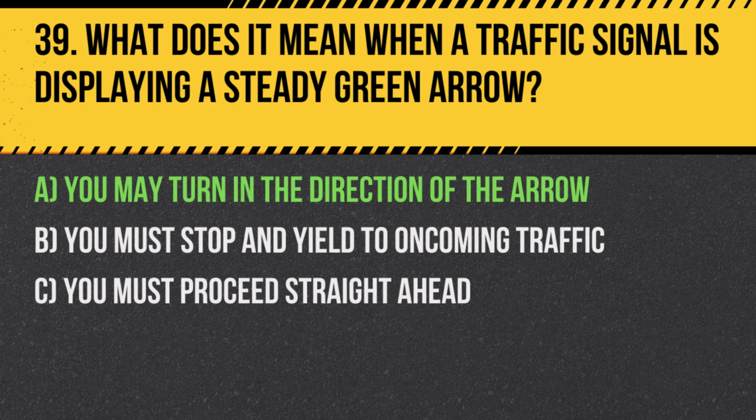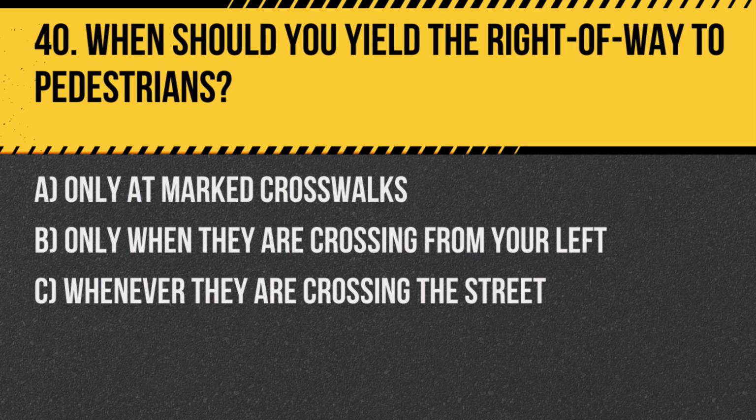When a traffic signal is displaying a steady green arrow, you may turn in the direction indicated by the arrow without yielding to oncoming traffic, but you must still yield to pedestrians and vehicles already in the intersection. Question 40. When should you yield the right-of-way to pedestrians? A. Only at marked crosswalks. B. Only when they are crossing from your left. C. Whenever they are crossing the street.